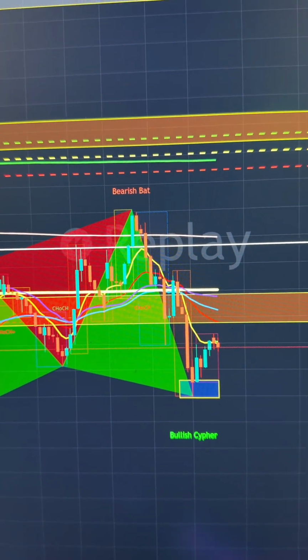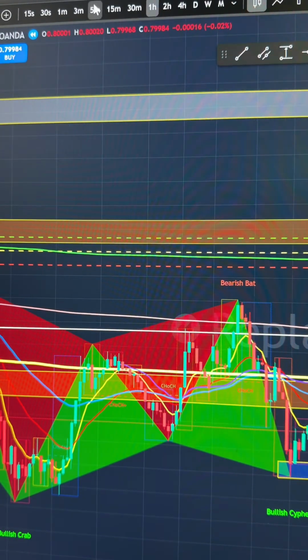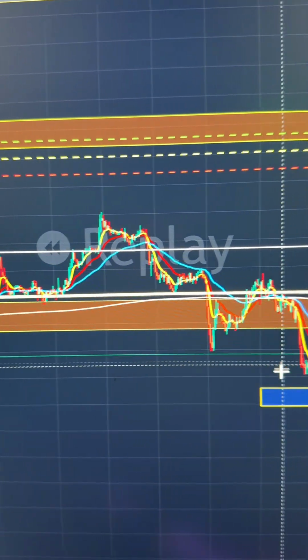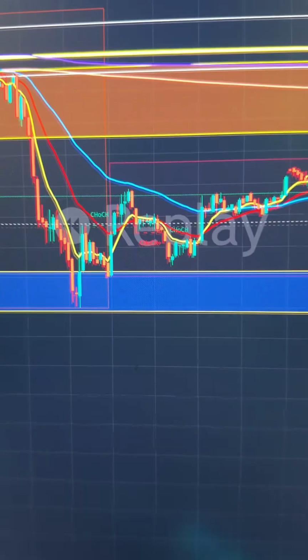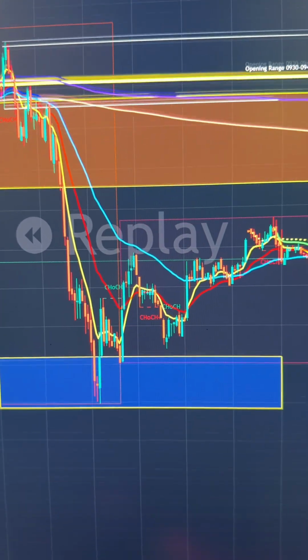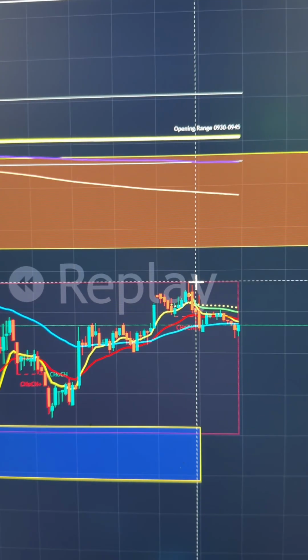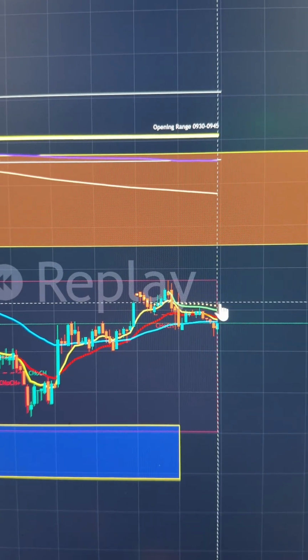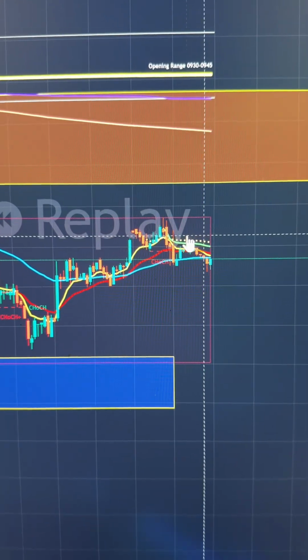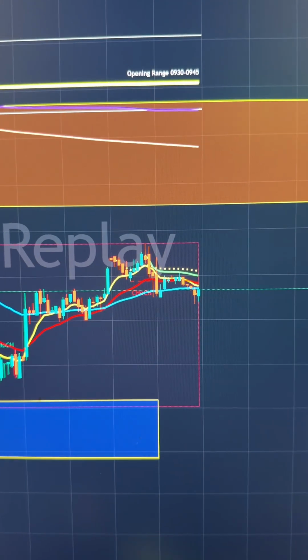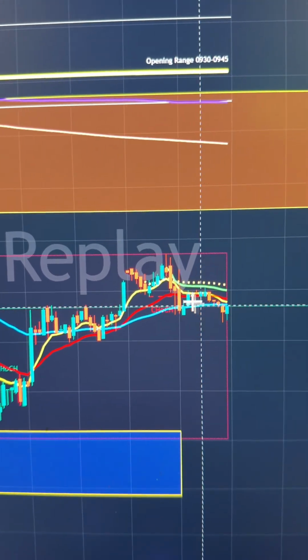Go to the 5 minute chart here, and then I'm gonna find that level, which is right here. And as you can see right here, this yellow dotted line is the daily VWAP. Just want to let you guys know that. If you want me to anchor it, I'll show you where to anchor it.